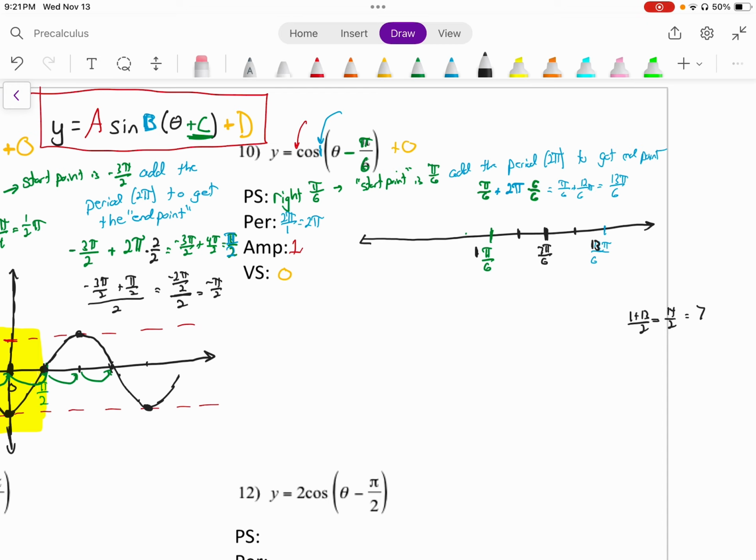We could keep going. What's halfway between 1 and 7? So halfway between 1 and 7, 1 plus 7 is 8 divided by 2. So this would be 4 pi over 6, which of course, oh, it looks awful. That says 4 pi over 6. That could reduce. Anyway, that means our y-axis is somewhere over here. It's pretty close to pi over 6, so I'll put that y-axis in there.